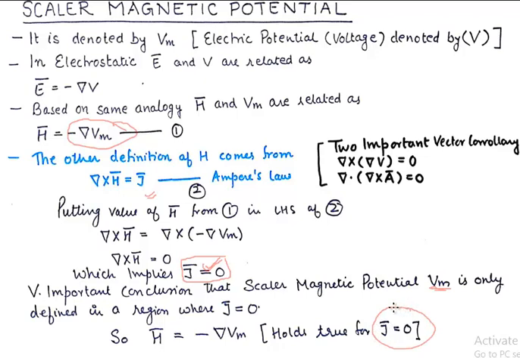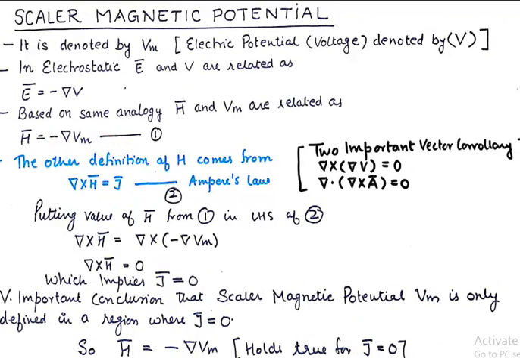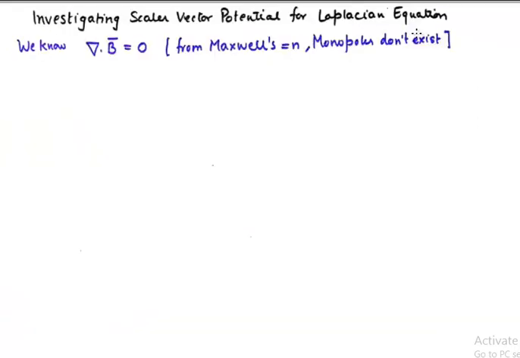So you need to remember this limiting case of H to be equivalent to negative gradient of scalar magnetic potential, and that's how you basically define it. And next, there are some important discussions that we need to see. We need to investigate the scalar magnetic potential for Laplace's equation. So how do we do that?